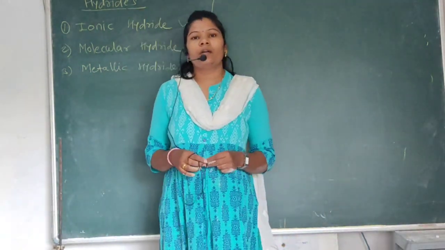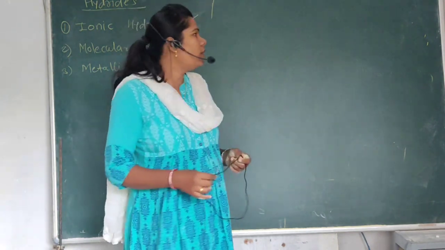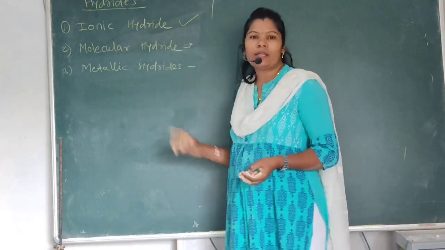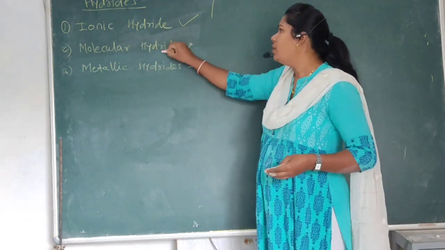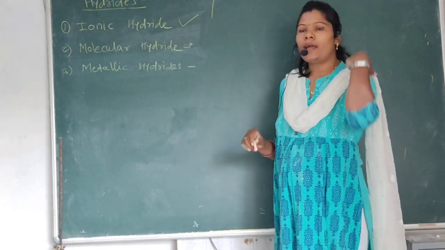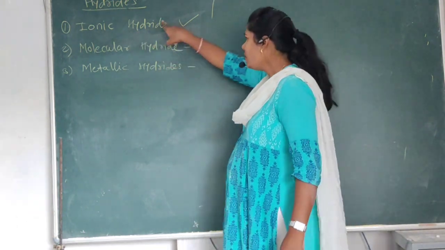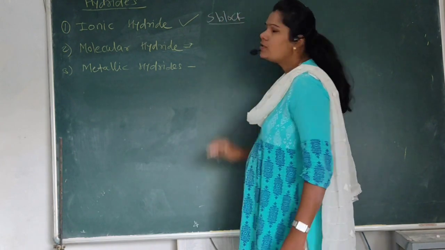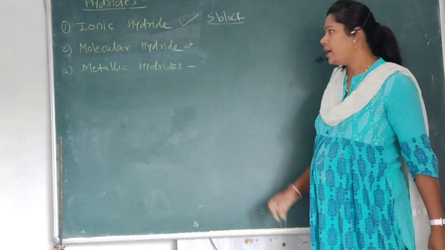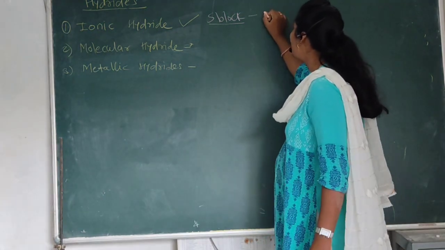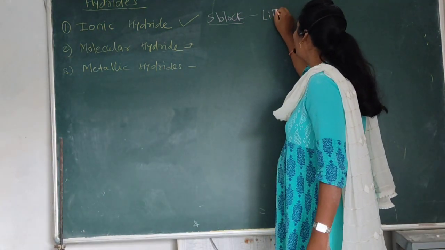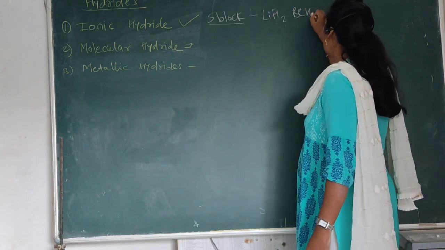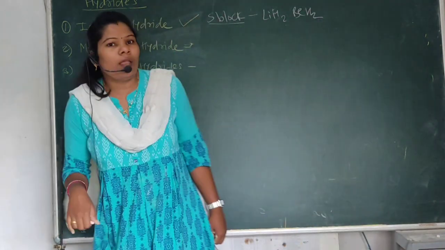Here I am going to teach you the next topic, that is metallic hydride. We already discussed the hydrides and there are two types, the ionic hydride and the molecular hydride. What are the ionic hydrides? Whenever hydrogen is reacted with the s block element, the hydride which is formed is known as ionic hydride. These ionic hydride examples are lithium hydride and beryllium hydride.